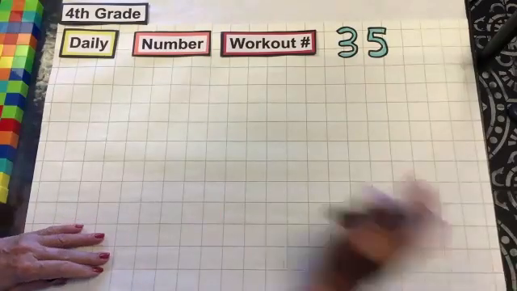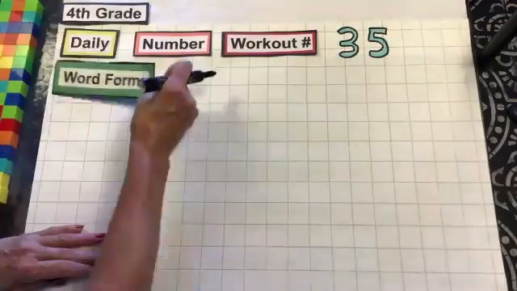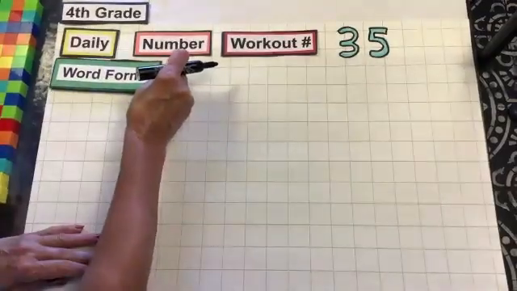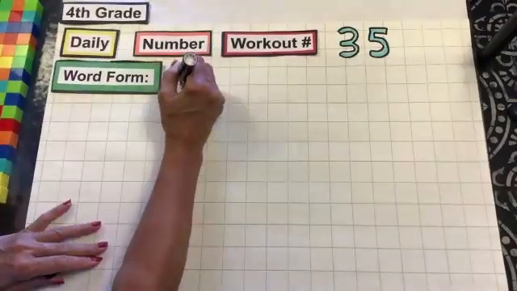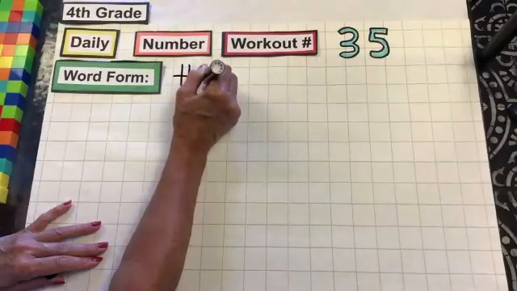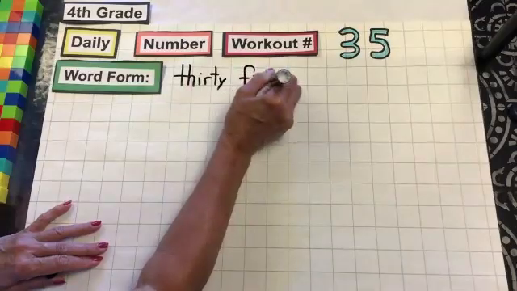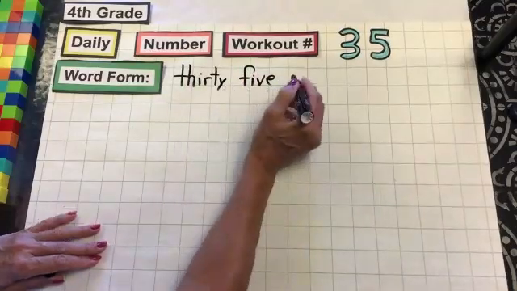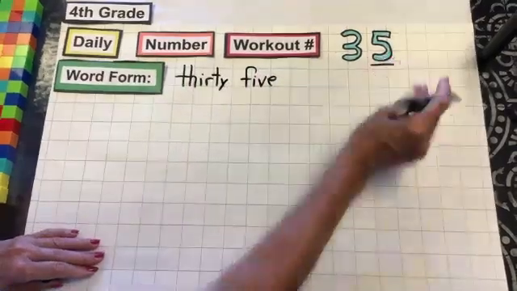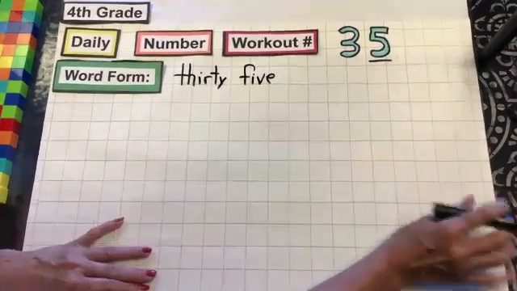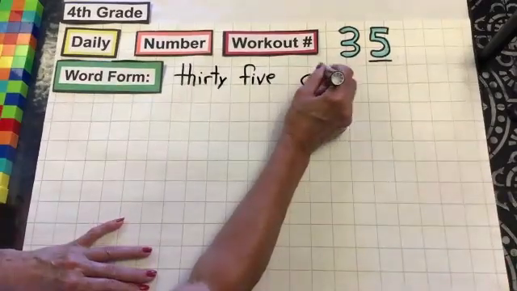Today we're on the number 35. So let's get started with our word form. Thirty-five. A hyphen can be between there, 35. And because there's a 5 in the ones place value, it is an odd number.